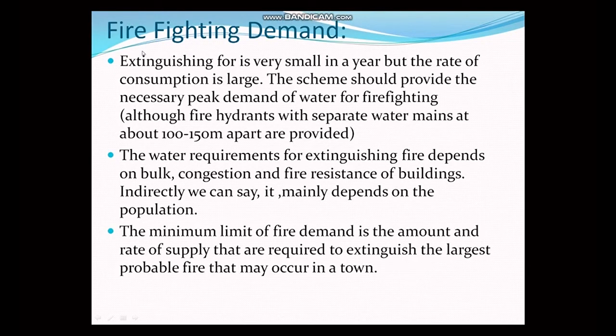Now let's come to the firefighting demand. Extinguishing of fire is very small in a year, but the rate of consumption is large. The scheme should provide the necessary peak demand of water for firefighting. The water requirements for extinguishing fire depend on bulk, congestion and fire resistance of buildings. Indirectly, we can say it mainly depends on the population. The minimum limit of fire demand is the amount and rate of supply that are required to extinguish the largest probable fire that may occur in a town.